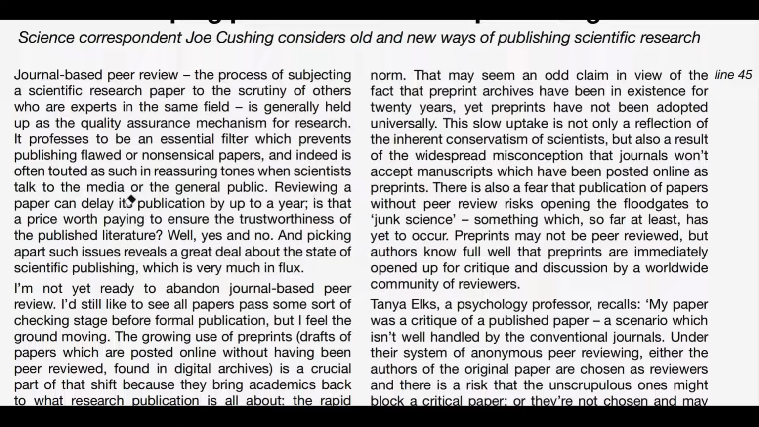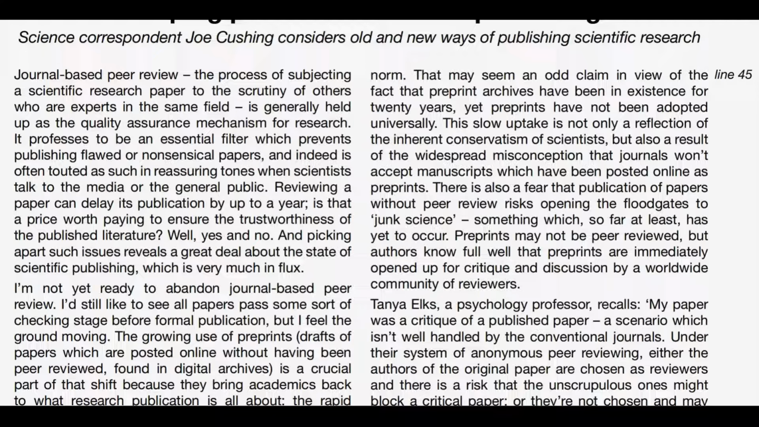Reviewing a paper can delay its publication by up to a year. So you might say that perhaps would be a negative. Is that a price worth paying to ensure the trustworthiness of the published literature? So indeed, the fact that it takes a whole year may well be important. Yes and no. So we've got positives and negatives. And picking apart such issues reveals a great deal about the state of scientific publishing, which is very much in flux. Okay, so we know now what the first paragraph says.